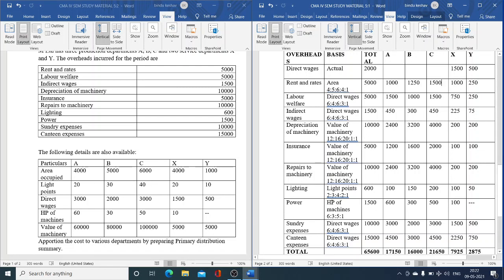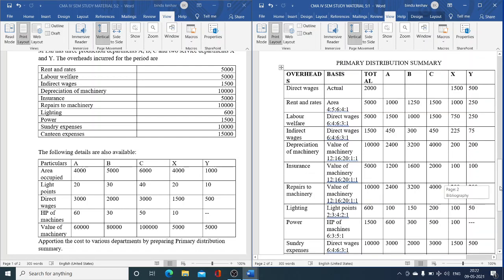So now we have apportioned the different overhead expenses to all the departments on the basis of apportionment given. Now the last step is finding out the total of all the departments as well as the total column. Now we found out the total of department A 17,150, department B 16,000, department C 21,650, department X 7,925 and department Y 2,875. So the primary distribution summary is ready now.